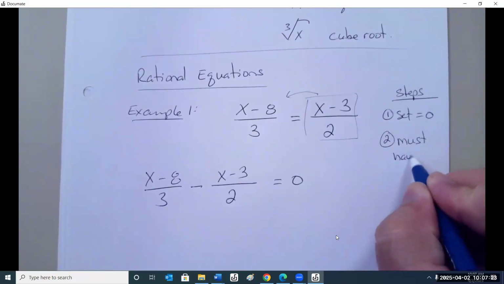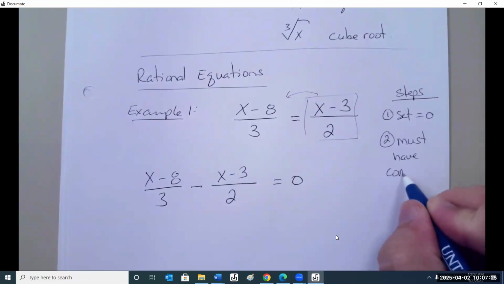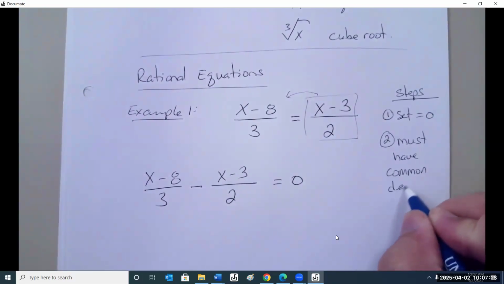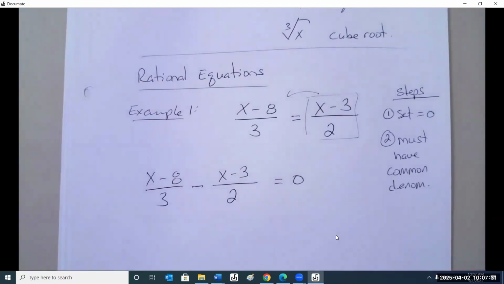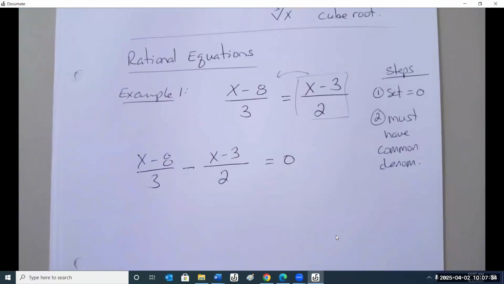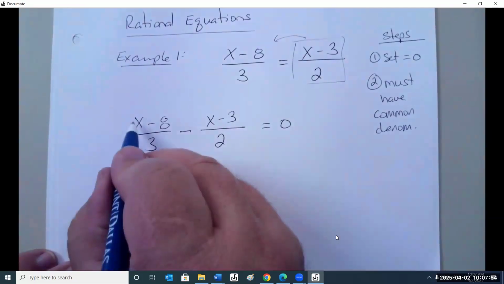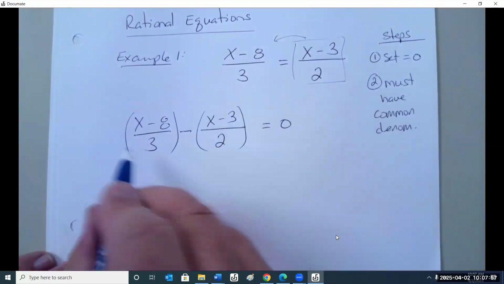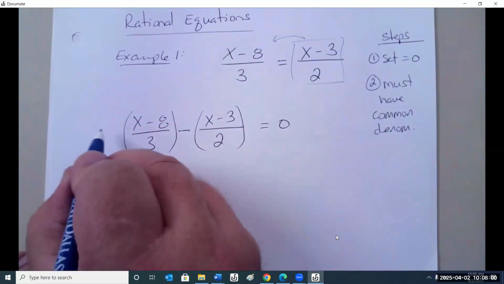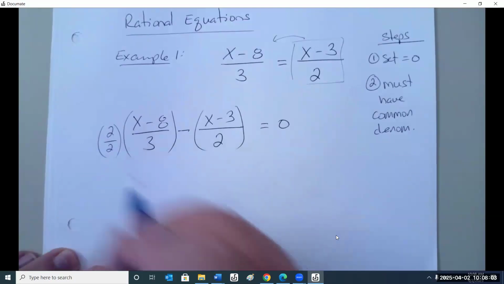You must have common denominators. I'm showing you now the way the rules say it, and then we're going to redo this another way and see if we get the same answer. So what's the common denominator? What do we have to multiply the first one by to get 6? So it's top and bottom by 2.